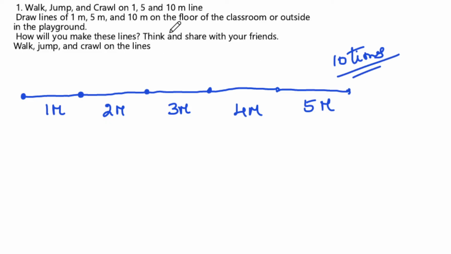Okay, easy. Think and share with your friends. Walk, jump, and crawl on the lines. If you want, I can jump from 1 meter to 2 meters, or I can crawl and go, or I will walk and go. Okay, next.